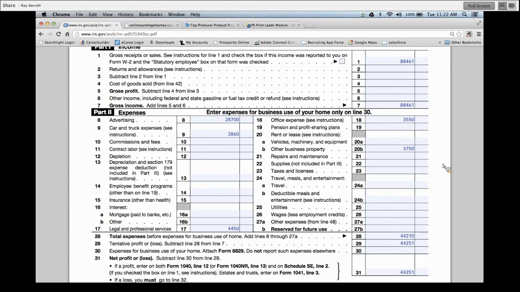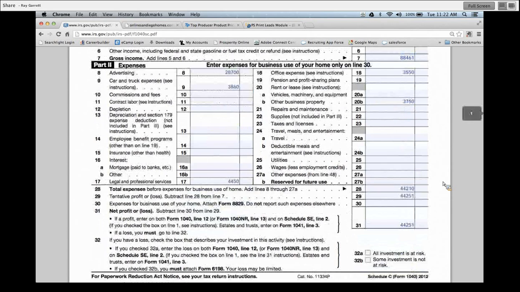When I changed to ZipRealty, not only did I triple my production in line 1, but my line 1 and my line 31 was almost identical. Why? Because I'm not spending my money looking for clients. ZipRealty does that for me. What I do is I spend my time with clients, which is making money.